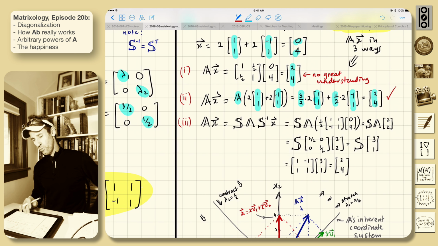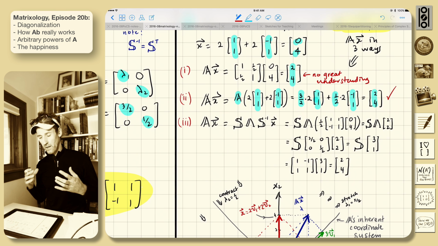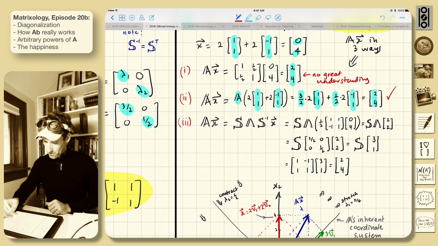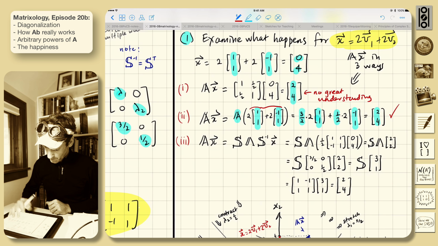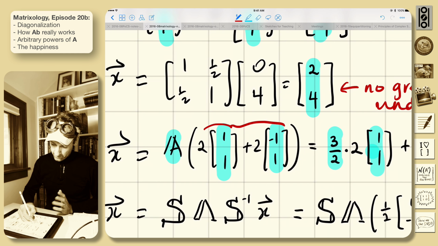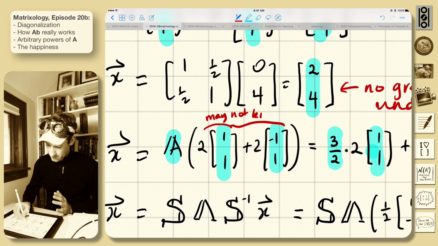Now, breaking a vector into 2 eigenvectors, we may not know this, maybe, if I can say this, we may not know this.